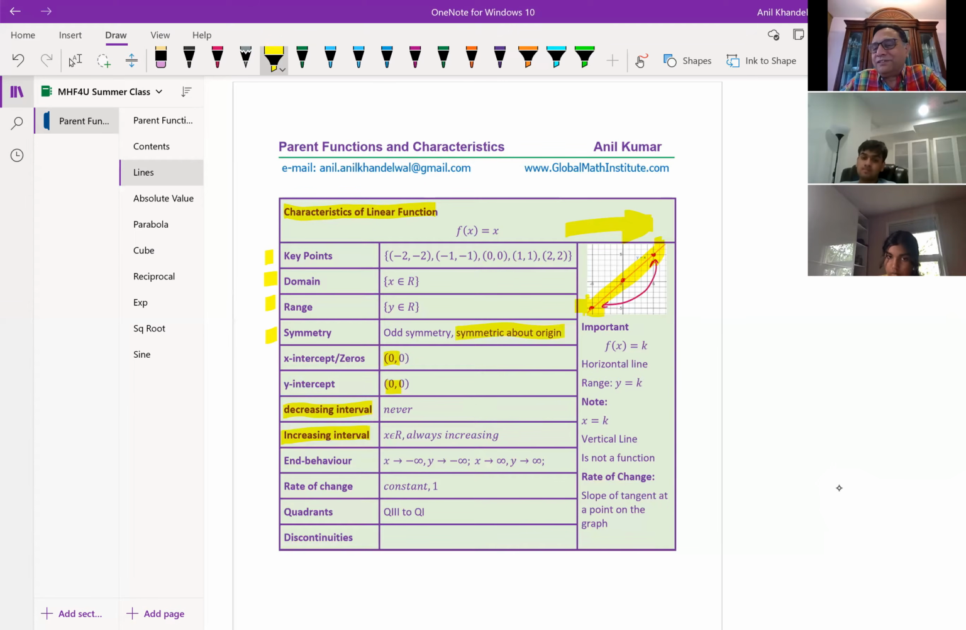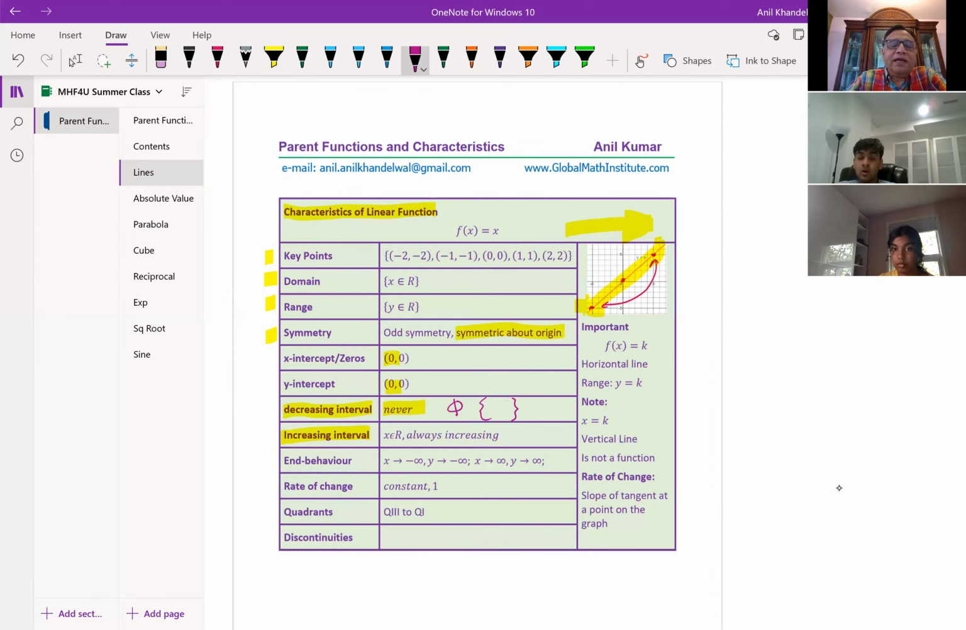It is never decreasing. And therefore, we have written that decreasing interval, it never decreases. So that is, we sometimes write in function notation as a null set, never, right? So the phi designates a null set, means never. Okay. Sometimes we also write it in open brackets like this, means there's nothing inside. It is never decreasing. Increasing interval, throughout its domain, x belongs to real numbers, it is always increasing.